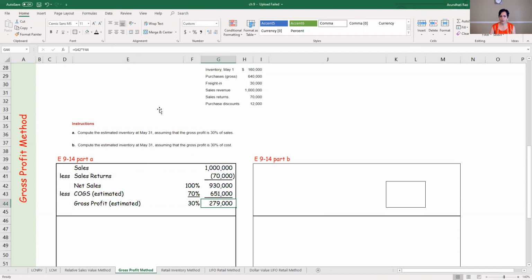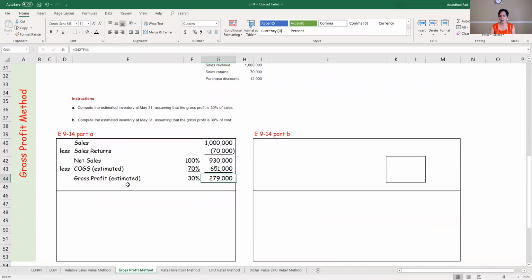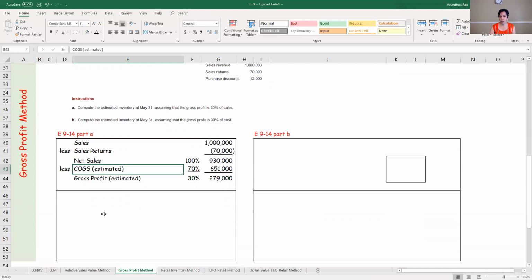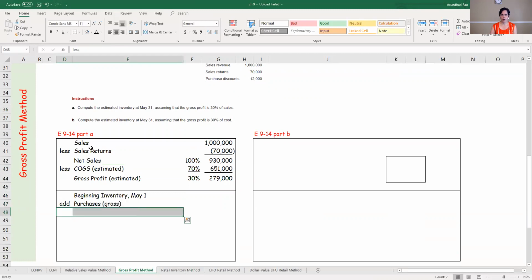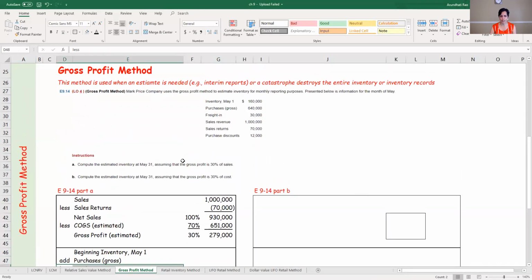Now, this doesn't help me to answer the question of what my ending inventory is. So now I move to the next step. I have this number, so I'm going to use it in the next part. And in the next part, what I'm going to do is calculate how I arrive at cost of goods sold. So beginning inventory, to that we add the purchases for the current period. You will subtract purchase discounts, purchase returns. So in this case, I have only purchase discounts.